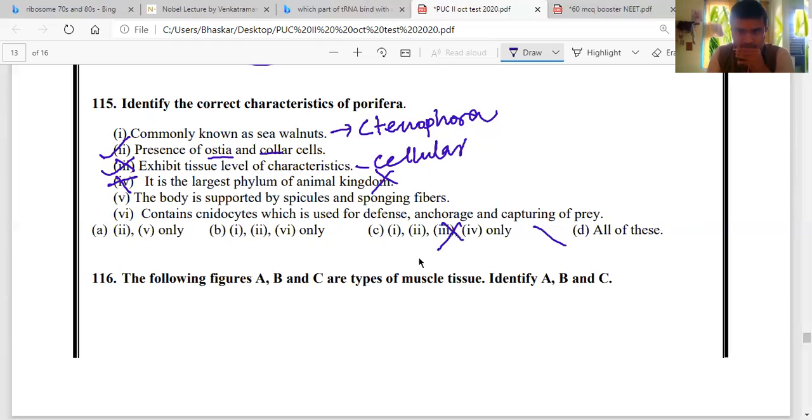Wherever 3, 4 is there, all of those options cannot be correct. So now you can see 2 is there. So 2 can be correct. Now 5, the body is supported by the spicules and spongin. That is also true. Okay. So now again 1 is crossed. So you got your answer. Let's read the 6th one. Contain cnidocytes. No, definitely cnidocyte is not a feature of Porifera. So your answer is here, A.